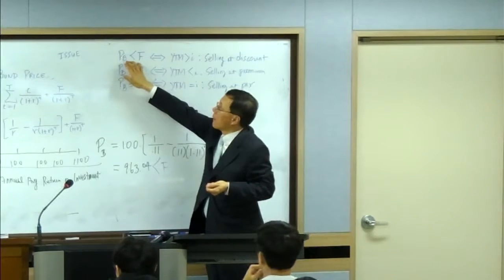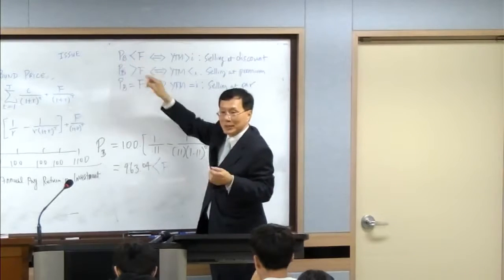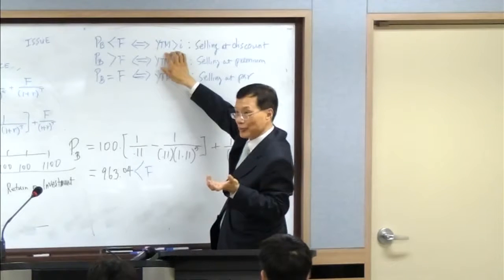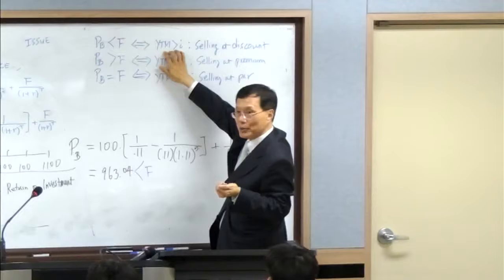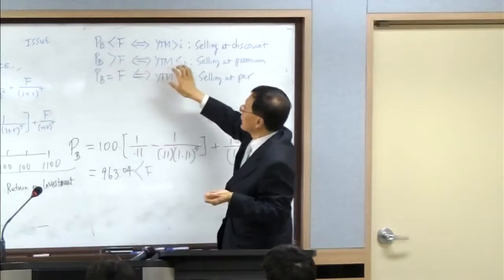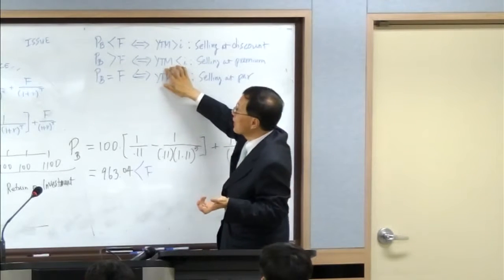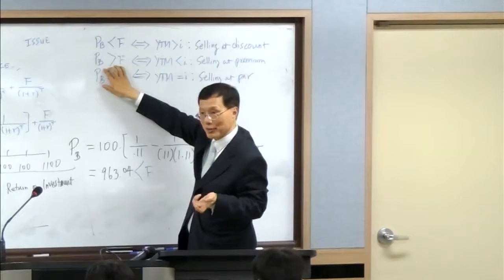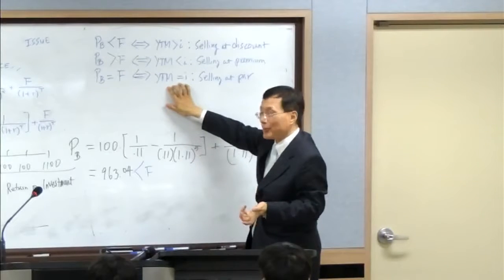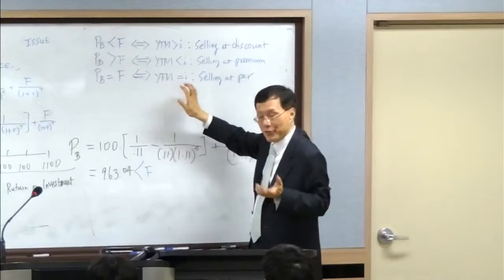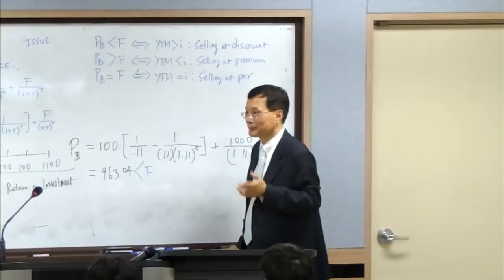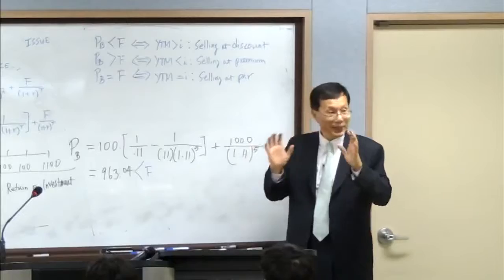And the price versus face value is linked to YTM versus coupon interest rate. If YTM is larger than coupon interest rate, then price must be smaller than the face value. If YTM is less than coupon interest rate, then price must be higher than the face value. If YTM happens to be the same as the coupon interest rate, then price of the bond will have to be the same as the face value. Or bond should be selling at par. Are you with me so far? This is just mechanical.